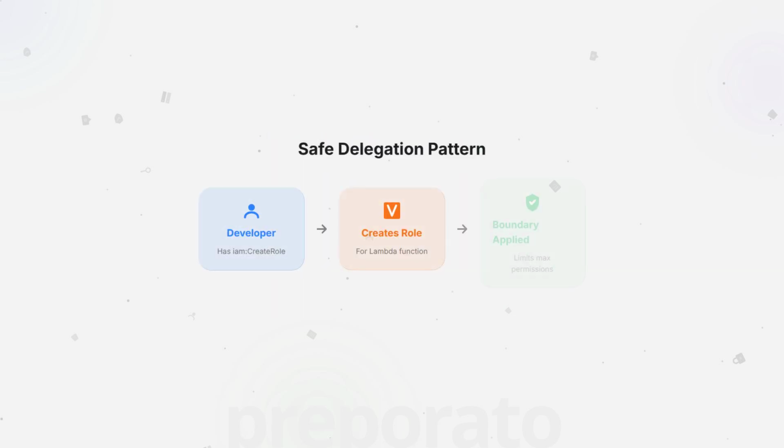The most common exam scenario for boundaries is delegation. Say you want developers to create their own IAM roles for Lambda functions, but you don't want them creating admin-level roles. You set a permissions boundary that limits what those created roles can do. The developer can create roles freely, but none of those roles can exceed the boundary.